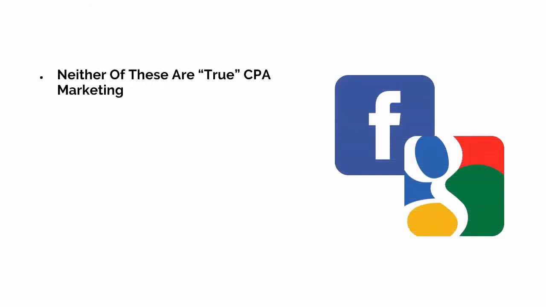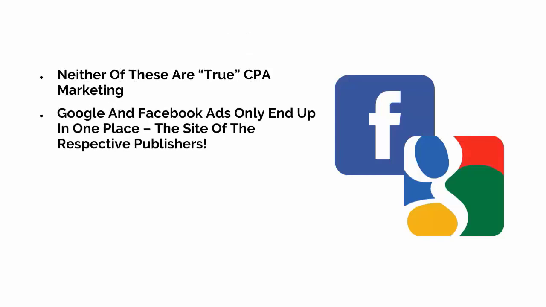Finally, you have the option of Facebook or Google for your CPA. Now, neither of these are true CPA marketing in that they don't offer you the option to be charged only when someone buys your product. You'll still be paying per click for the most part, and that means that you aren't actually guaranteed ROI. Facebook and Google ads only end up in one place, the site of the respective publishers. Furthermore, because you aren't incentivizing a marketer, you find that you don't have the power of hundreds or thousands of marketers behind your product.